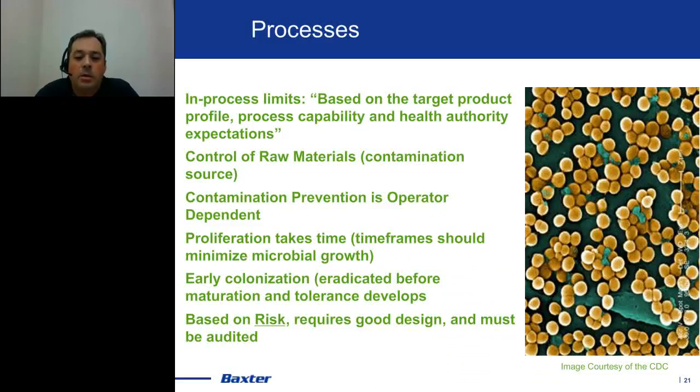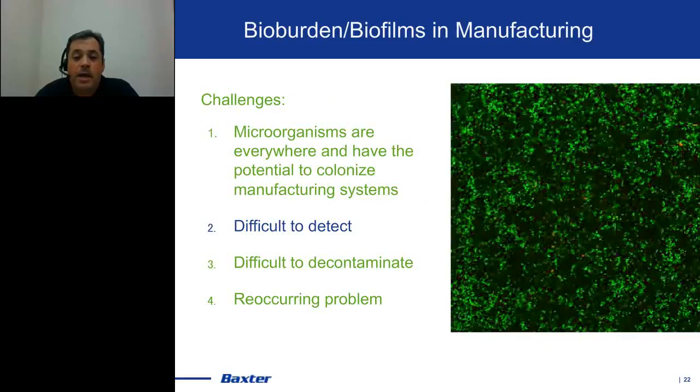All right, so this is a little bit of a summary of what we've been talking about under these parts of the control. When you're talking about pharmaceuticals, you start with your target product profiles, and then you look at your material controls, looking at your contamination sources, your operators. You look at your proliferation times, your early colonization. You try to eradicate that before it becomes a problem, and really this should be all based on your risk assessment.